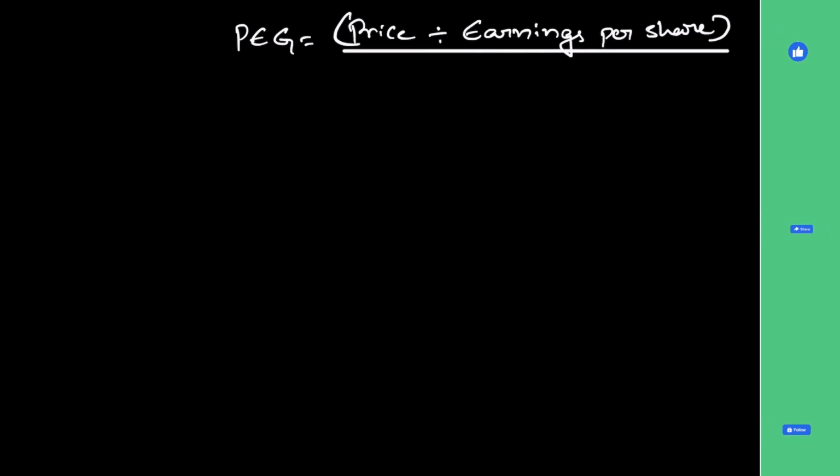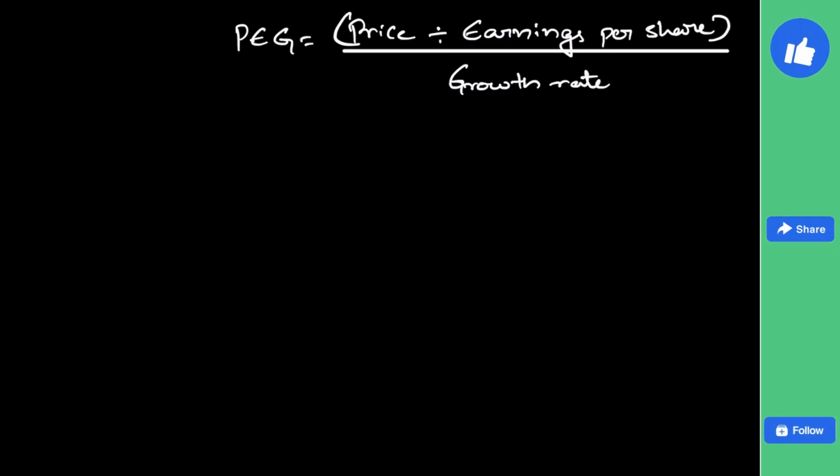So PEG is equal to price, that is the current market price, divided by earnings per share, and this is again divided by, or adjusted to, the growth rate. What is this growth rate? EPS growth rate, earnings per share growth rate. It is nothing but the expected EPS growth rate, usually for 1 year forward, 2 years forward, 3 years forward, or 5 years forward.